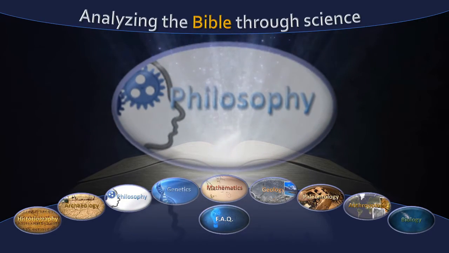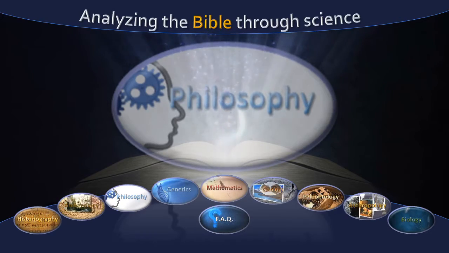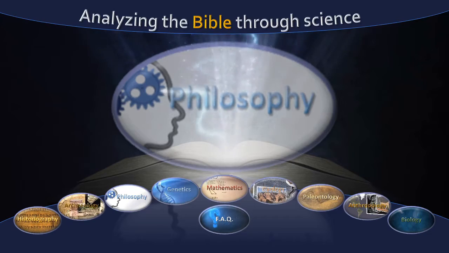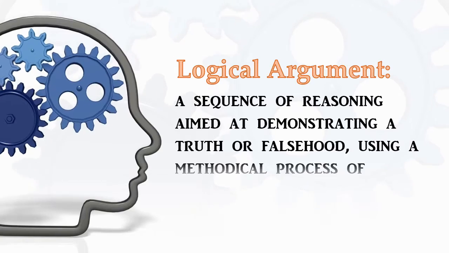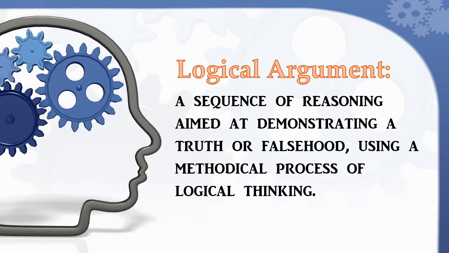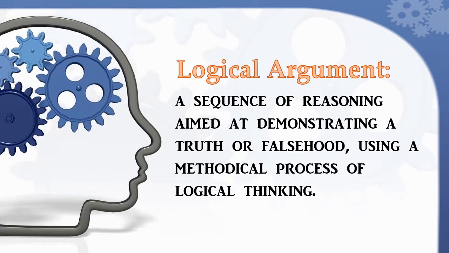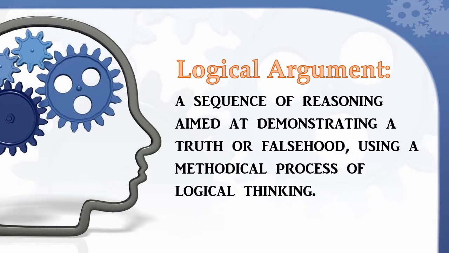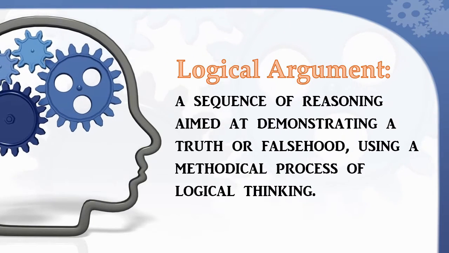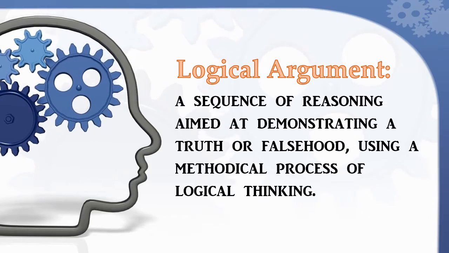Over the last few weeks, we have learned about the fundamental laws of logic, which are the basis of how we process ideas, and we have reviewed many different types of logical fallacies. As we have been studying logical fallacies, we have also been learning about the most important part of logic for our purposes, and that is how to make a logical argument. A logical argument is simply a sequence of reasoning aimed at demonstrating a truth or falsehood using a methodological process of logical thinking.